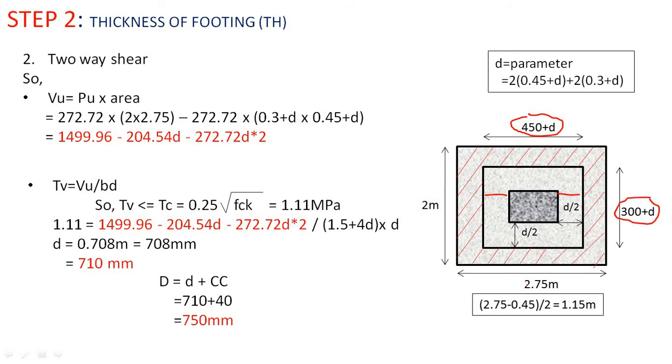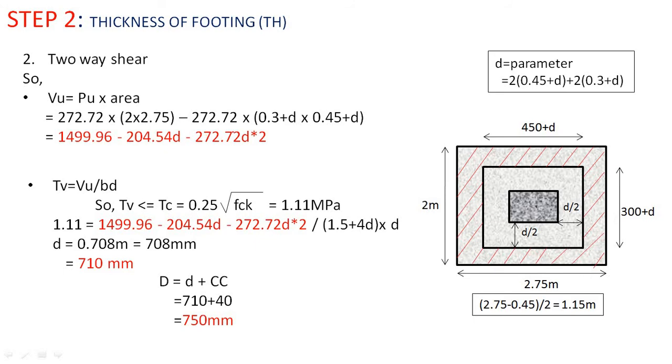So we will find first Vu. Vu is equal to Pu into area. In our case Pu is 272.72, then into the area. First we will see the area of the footing. In our case the area of footing is 2 into 2.75. So we have done 2 into 2.75; we have completed the first area.